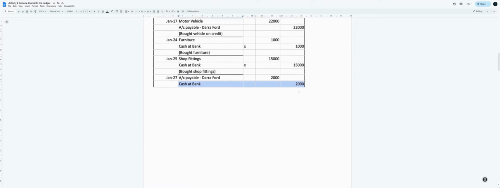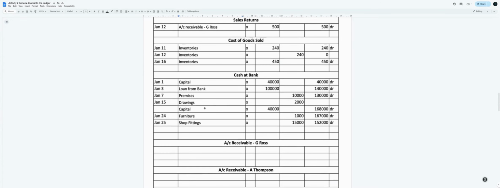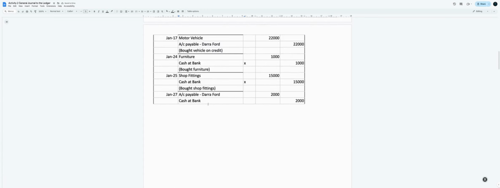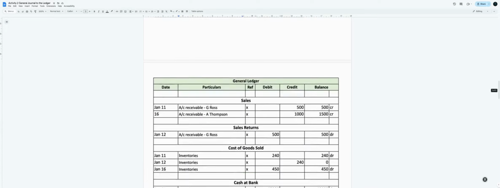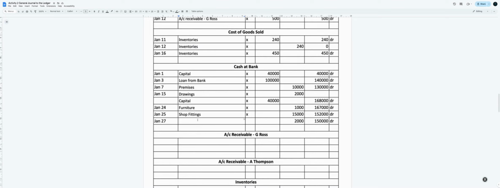Our last one was on January 27 for 2,000 credit. January 27, and that was for $2,000 credit. And that will decrease that down. That should bring us to a 150,000 debit balance. And then what do we write in the particulars? We go back to that and we can see it's accounts payable Dara Ford. So let's grab that and post that in here. So that brings us up to the cash at bank.